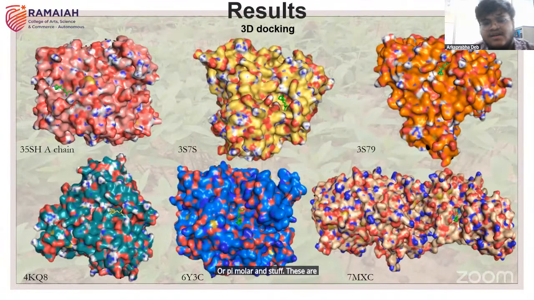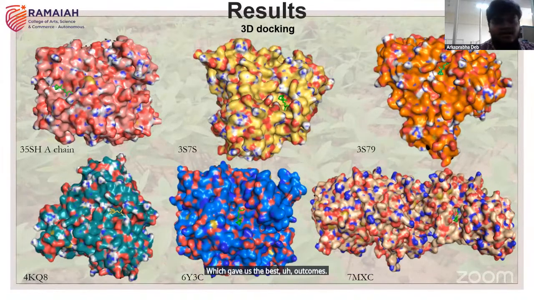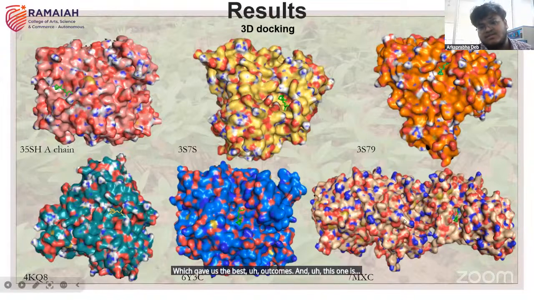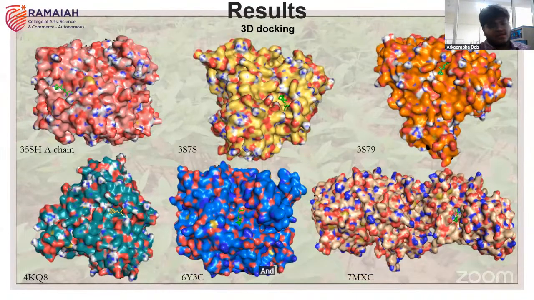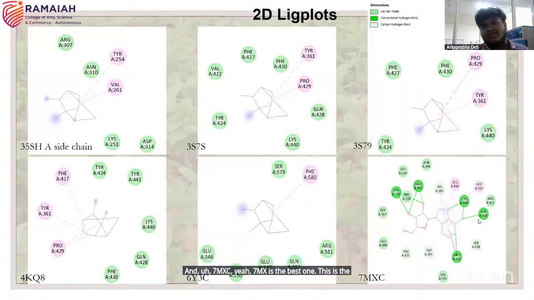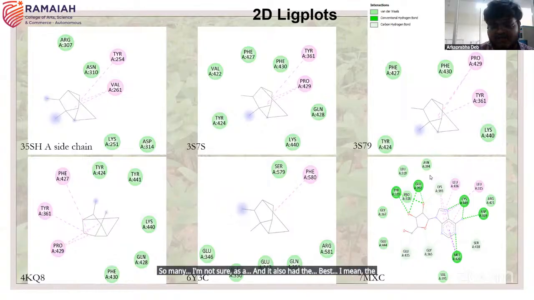These are our results. Among all 50 proteins, these are the top 6 which gave us the best outcomes. 7-MHC had the best one, I think it's minus 7.3. These are the 2D ligand plots, and as you can see, 7-MHC has bound to so many amino acids here, and it also had the lowest binding affinity.